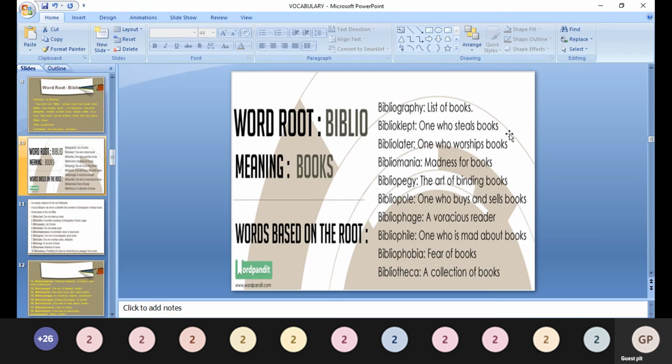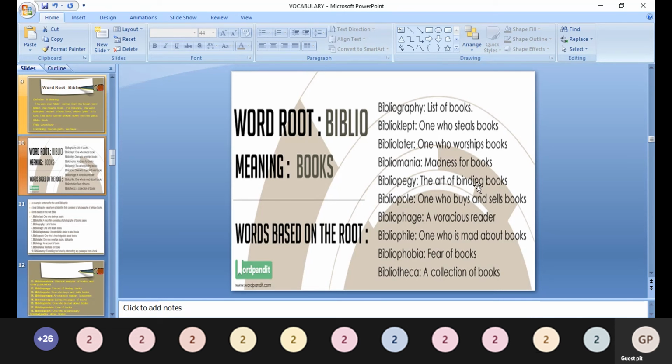So klept is to steal. So biblioclept, where biblio is the root word for books, so one who steals books. Bibliolater, one who worships books. So later, who worships?